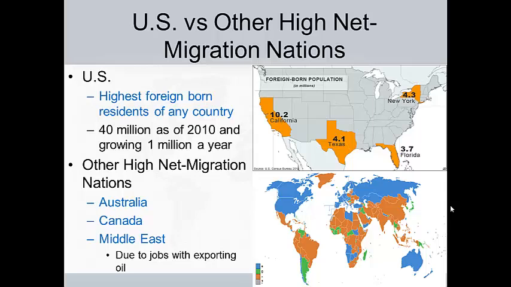Let's focus on the United States versus other nations. Well, look, I think I told you in class, I'll say it again. The United States has the highest number of foreign-born residents of any country. If you look at the statistic here, we have 40 million people that are foreign-born as of 2010, and every single year we're growing by 1 million.